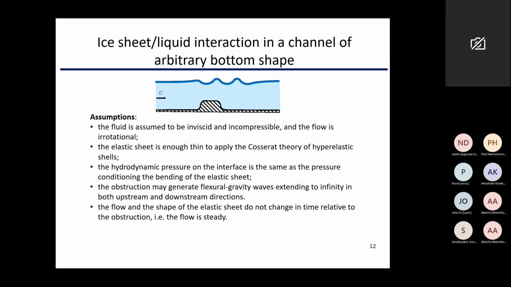Now we consider a relatively new problem, ice sheet liquid interaction in a channel of arbitrary bottom shape. The following assumptions are made. The fluid is assumed to be inviscid and incompressible, the flow is irrotational, and the elastic sheet is thin enough to apply Cosserat's theory of hydroelastic shell. Hydrodynamic pressure on the interface is the same as the pressure conditioning the bending of the elastic sheet.